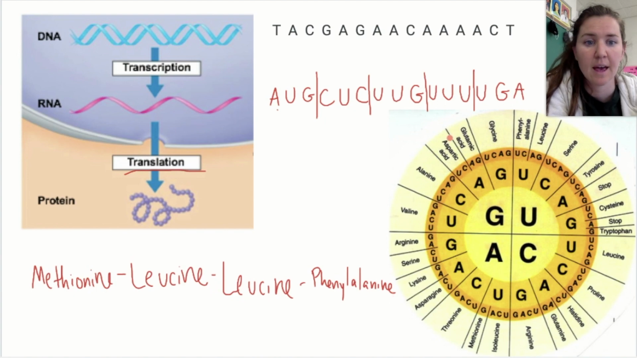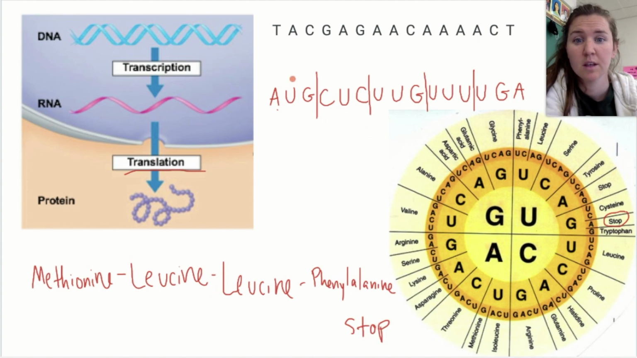Okay, then last one, UGA. We find U, G, A, and that is a stop codon. So stop is our last one. Okay, so that's another example of how we go from a strand of DNA to a strand of RNA to now all these amino acids, which will make a protein.